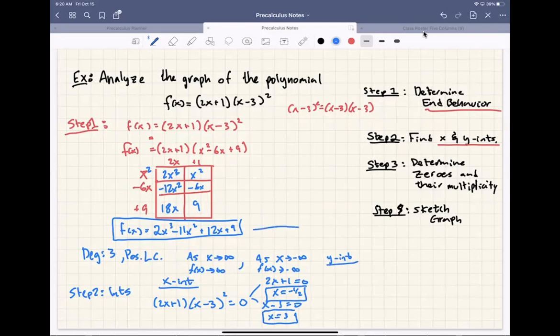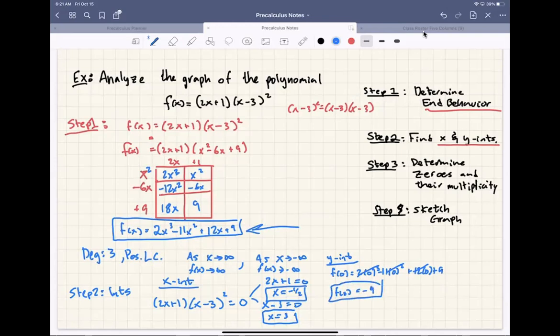Because we can actually find our y-intercept from this one. So you're going to have f of 0 equal to 2 times 0 cubed minus 11 times 0 squared plus 12 times 0 plus 9. So that's going to go away, go away, go away. So you're going to get your y-intercept f of 0 equal to negative 9.